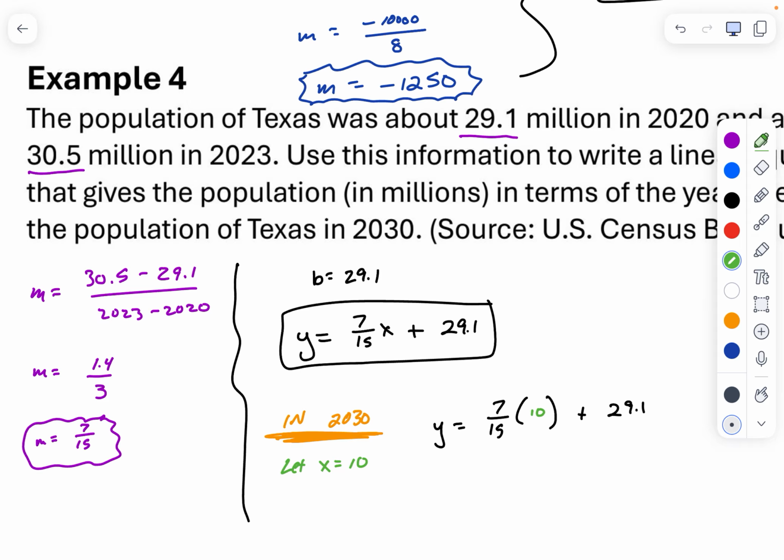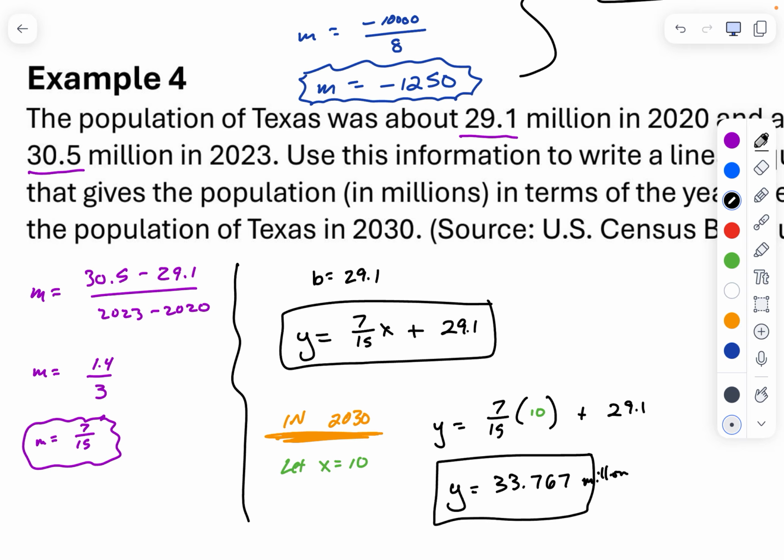What if we changed our mind and said, hold on, I'm sorry, it's a typo. That's supposed to be 2031. Then what would we let x equal? 11. It's just how much beyond 2020 are we talking here, right? So if we were to type this in, it's all calculator work at this stage. We're going to obtain 33.767 million. Should write the million as well.